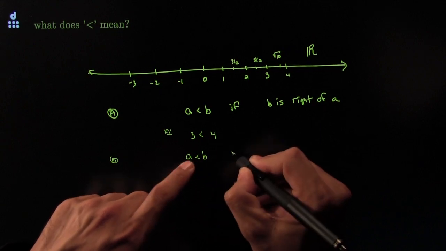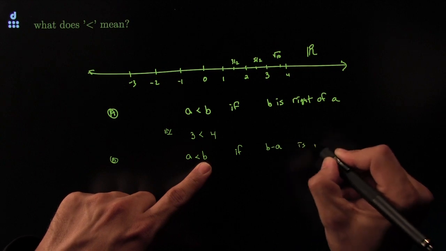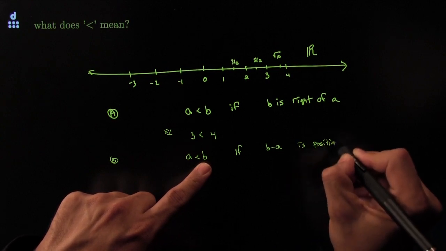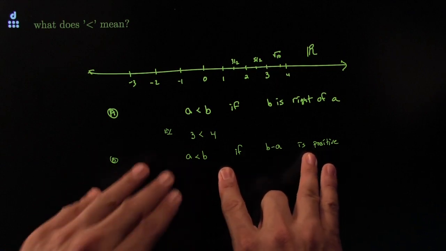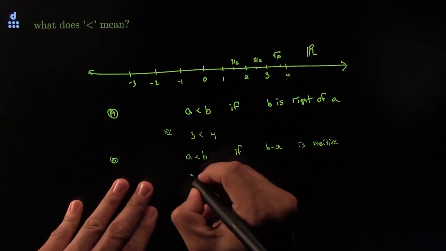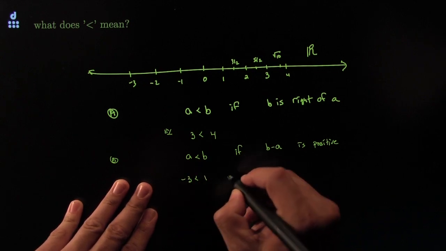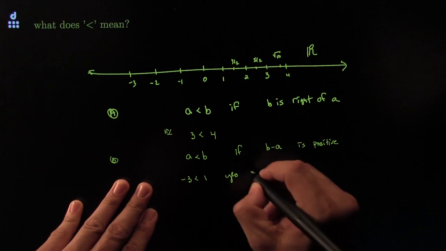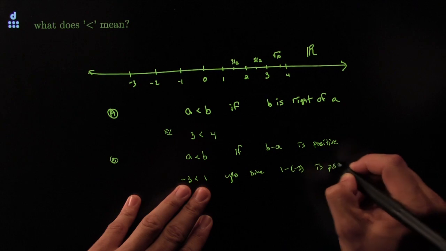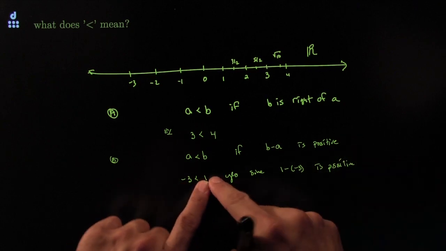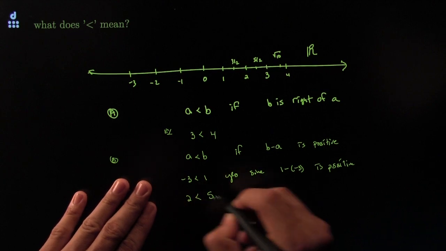A is less than B if B minus A is a positive real number. You will see that this definition is incredibly more powerful. So here you can say, well, is -3 less than 1? Let's check. The answer is yes, since 1 minus -3 is positive. You see that? 1 minus -3 would give you 4. That's a positive number.